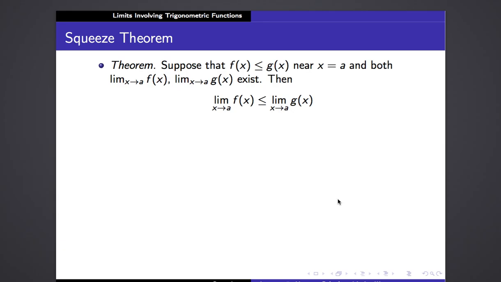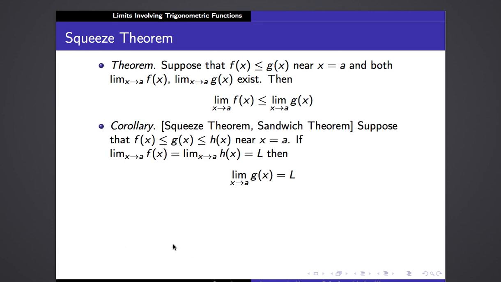Then what we know is the limit of f of x when x approaches a is also less than or equal to the limit of g of x when x approaches a. So this is an important theorem, and it leads us to the following corollary. Its name is squeeze theorem, or some people also call it sandwich theorem. You will see why it's named like that in a moment. So here goes the statement.